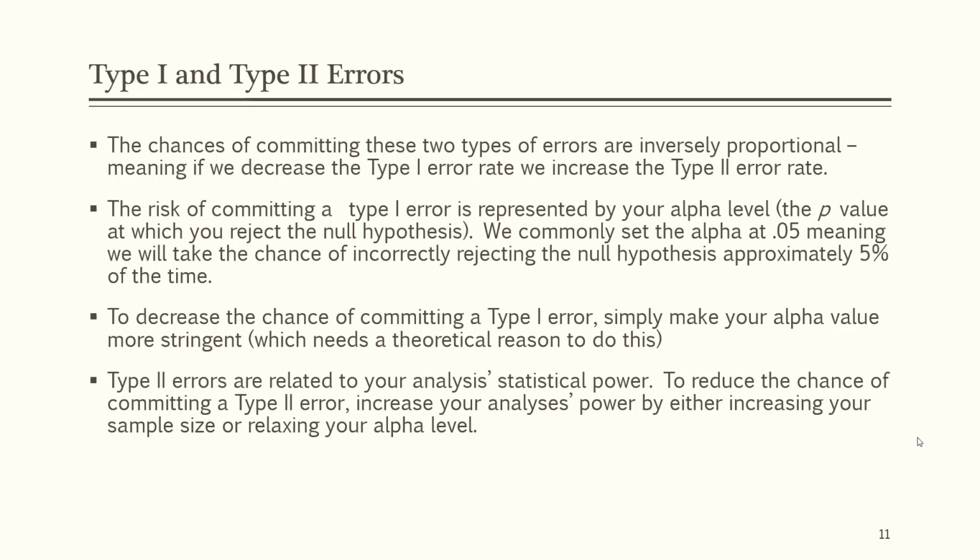The type 2 errors are related to statistical power. We're going to talk about that a little bit later. But to reduce the chance of committing a type 2 error, you increase your analysis power by either increasing your sample size or relaxing your alpha level. And this is going to be directly related to the sample size. If we get a large enough sample size, we're going to find a statistical finding in anything that we're testing. If we just get a large enough sample size, think about that bell curve. The larger your sample size is, the more probability you're going to have a difference there. So we're going to get a statistical significance.